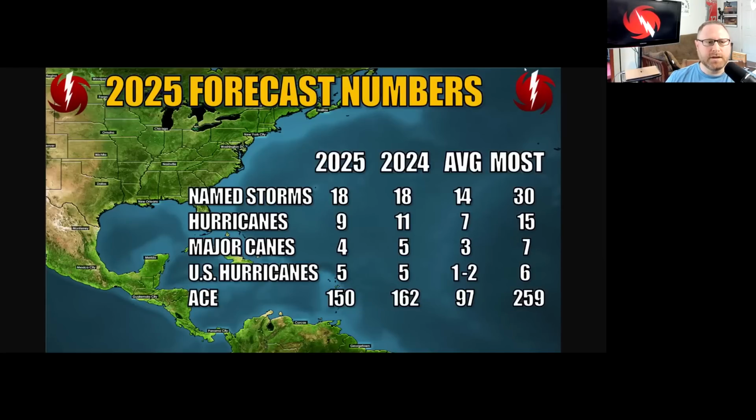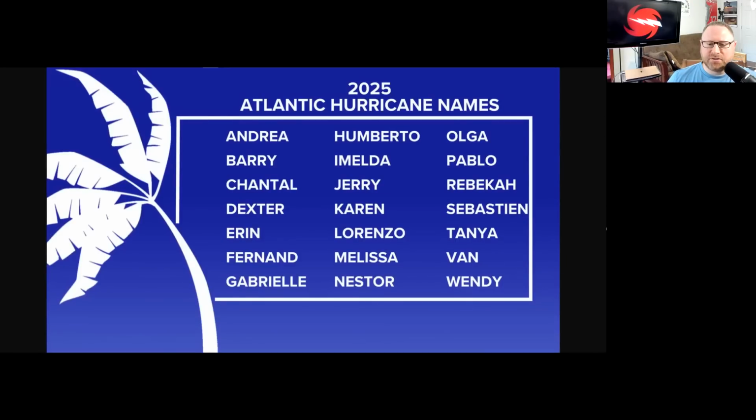Here are the names on the list, and your eyes are probably drawn right to the middle to Karen, as they should be, but any storm can be a problem. Andrea could form later than maybe what we're seeing. I don't think we're going to go till mid-August before something forms, of course, but we've seen that happen before. But obviously, we've got a list of storms that could create some dangerous conditions across the tropics this season. I don't know which one at this point yet. It could be Chantal. It could be Barry. It could even be Rebekah and Sebastien. But either way, you'll be the first to know when there is indeed a threat, as I will share that information with you.